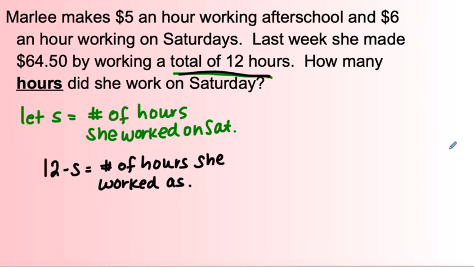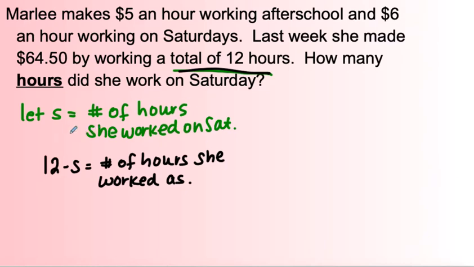After school. All right, now we've got to talk about her income. She worked S hours on Saturday and she made $6 an hour, so that would be 6S. And then after school, she made $5, so that would be 5 times 12 minus S. That's going to give me her income. Her total income with those two things together was $64.50, so that's going to equal $64.50.